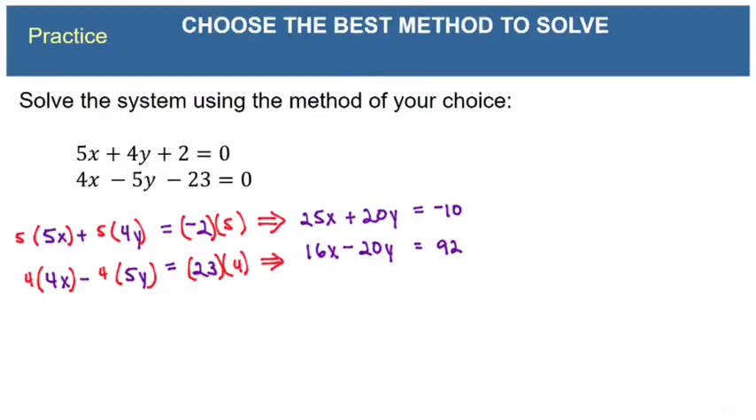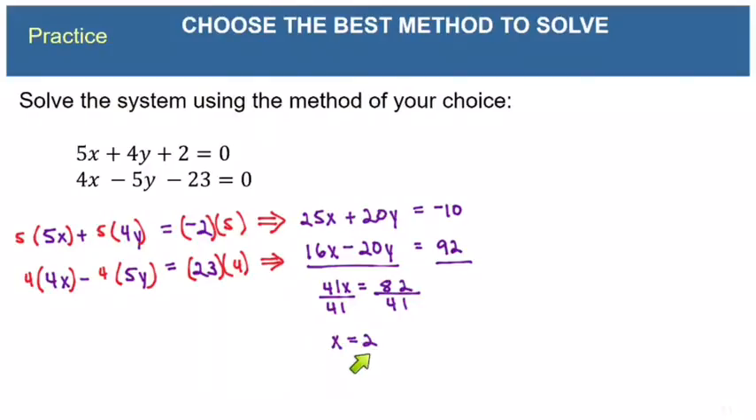25x plus 16x is going to give us positive 41x. The y terms add up to 0. And on the right side, negative 10 plus 92 is going to be positive 82. Now divide both sides by 41. And we have x equals 2.